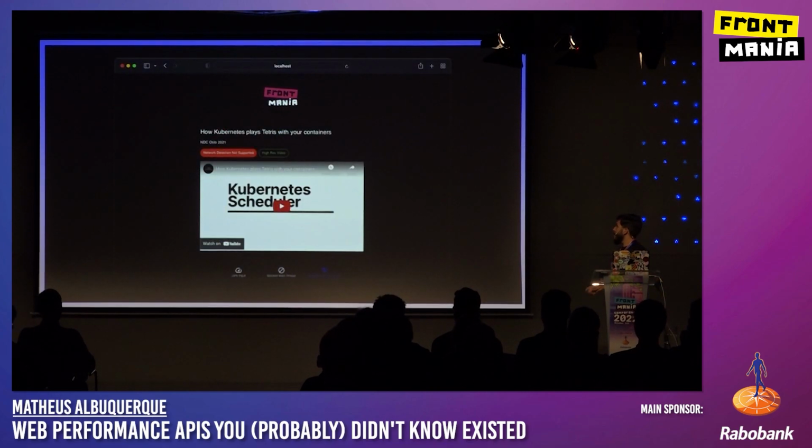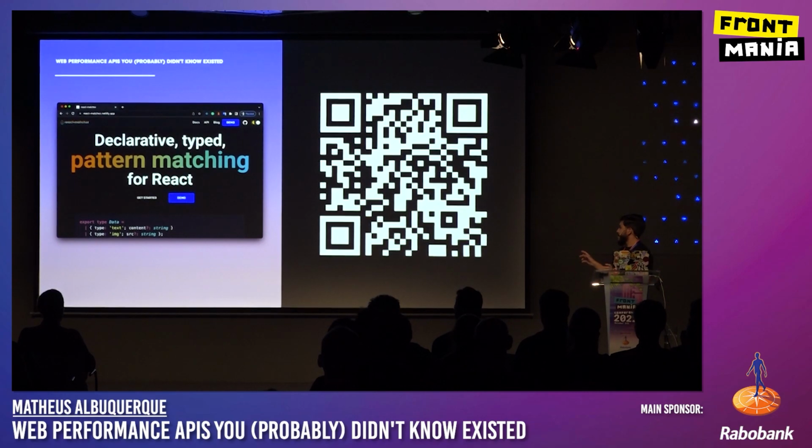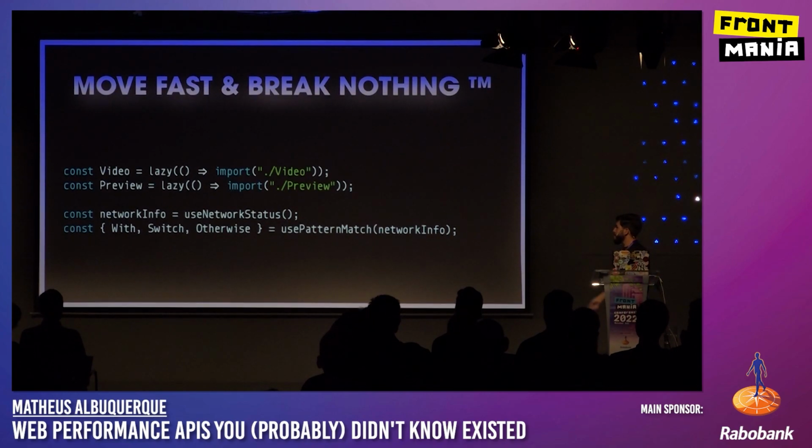So here's a sample app that is basically rendering videos of talks, and I am going to combine that with this library that is really alpha, so don't use that in production, but it's a library for doing pattern matching in React. So basically we have video and preview components, and we are lazy loading them, and we are using useNetworkStatus to get network information. And this usePatternMatch comes from the library.